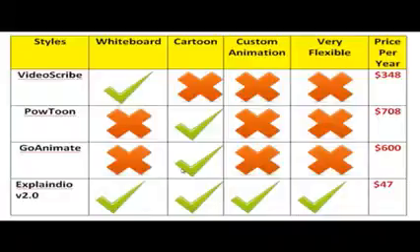There are 3 major video services that offer these styles. VideoScribe is a whiteboard animation creator. Powtoon and GoAnimate are both cartoon animation creators. Now, don't get me wrong, these are 3 very powerful services. You can see that while each of these 3 focus on one style, they are weak in the other. So if you want to do both whiteboard and cartoon animations, you would need all 3 or all 2.